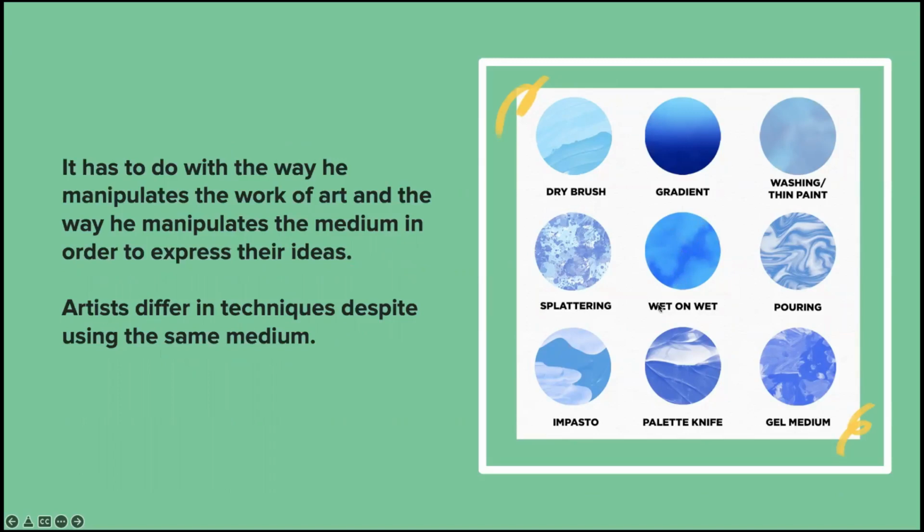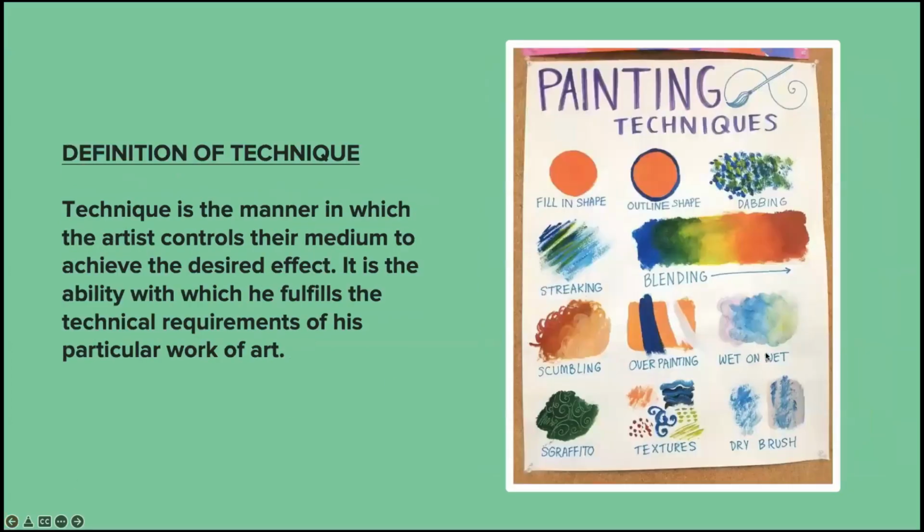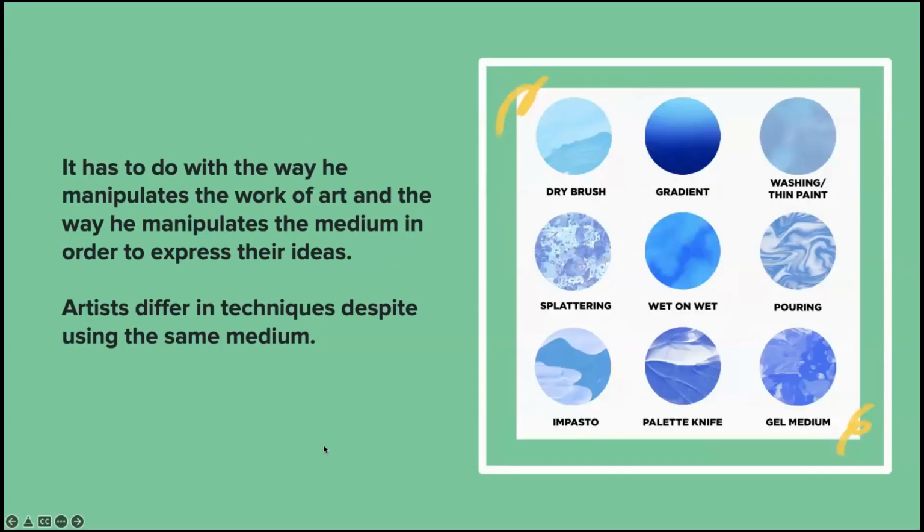So anyway, then we have here pouring, and then impasto, and then palette knife, and then gel medium. All these are different techniques, but you can use different mediums. Or the same medium but different techniques, or the same technique, also possible, class. Like this, same technique but different medium. Wet on wet, and then the other one is also wet on wet, right? So yeah, I think that's it.